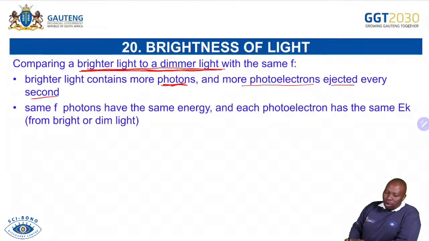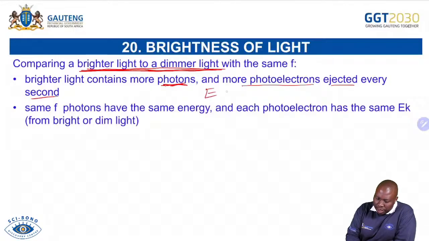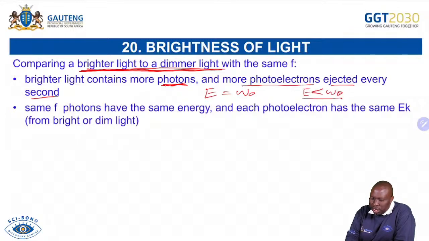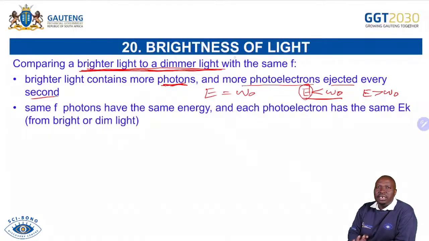What does that mean? We are always comparing the energy of the photon and the work function. If the energy of the photon is less than the work function, even if you increase the brightness of light, you are just increasing the number of photons, but they carry the same energy, so they still won't be able to eject the electrons. But if the energy of a photon is greater than the work function, when you increase the brightness, or the intensity, you will have more photoelectrons ejected per second.